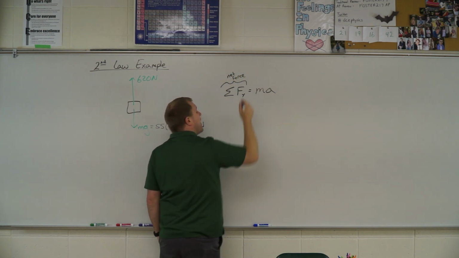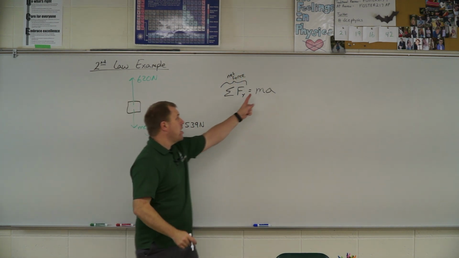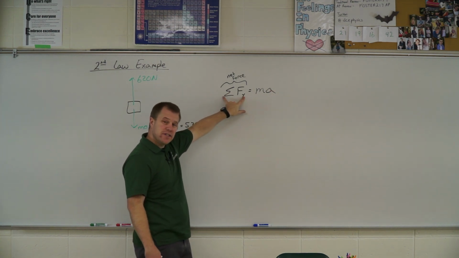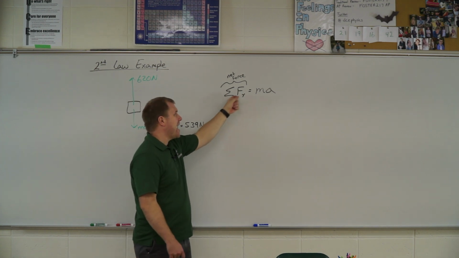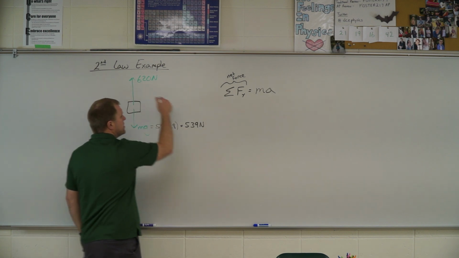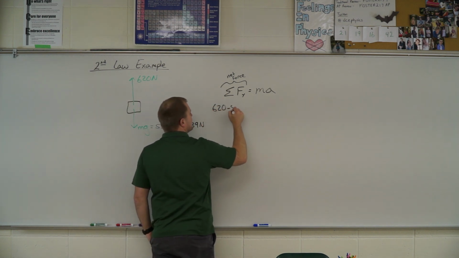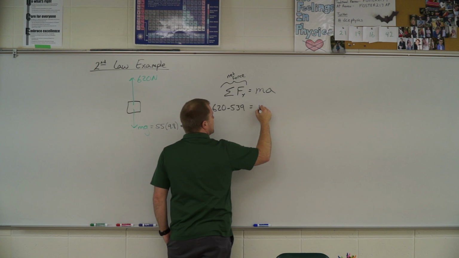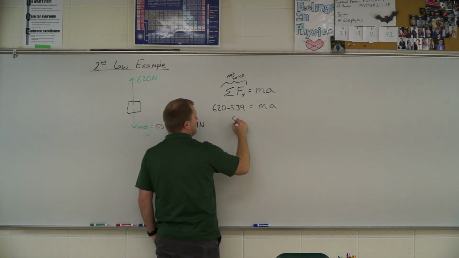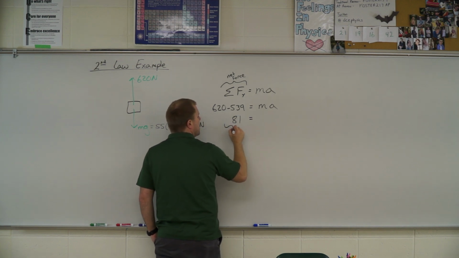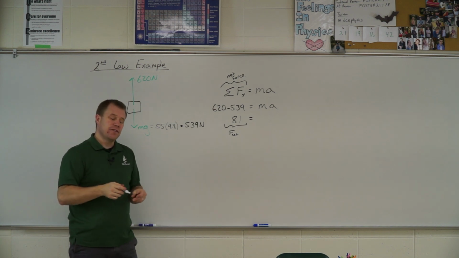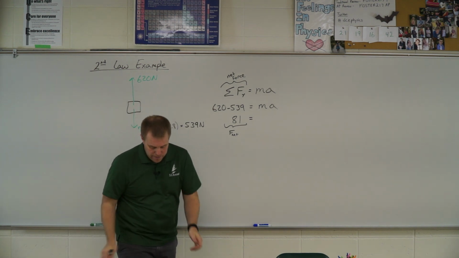So there's two ways I can find the net force. If I know the mass and the acceleration, I can just multiply those together and it will tell me what the net force is. The second way is I can add up all the forces to find the net force. So that's the way we're going to do it here. So I have 620 minus 539 equals ma. And so this side right here comes out to be a positive 81 newtons. So this is my net force. So there's a positive net force of 81 newtons up on my parachutist.